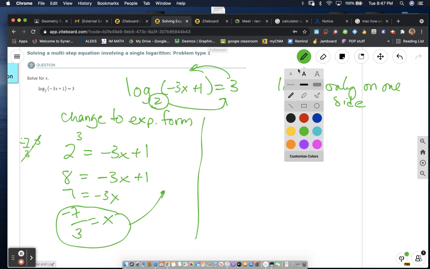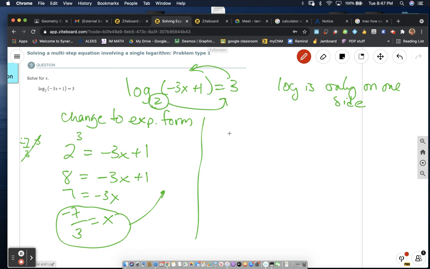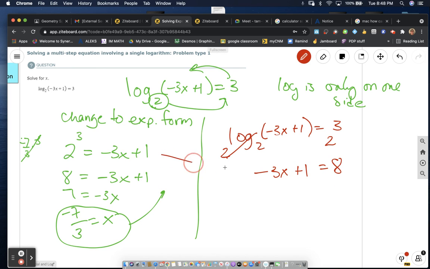The other way to do it is kind of a more mathy way, and it's kind of fun. It's what I was just showing you, and that is to undo a log, exponentiate it. So you just do this, and that cancels this, and you get negative 3x plus 1 equals 8. It's the exact same thing, just different ways of thinking. One is exponentiating the log to get rid of it, and one is changing it back to exponential form.